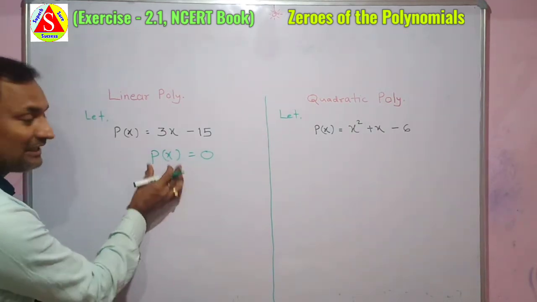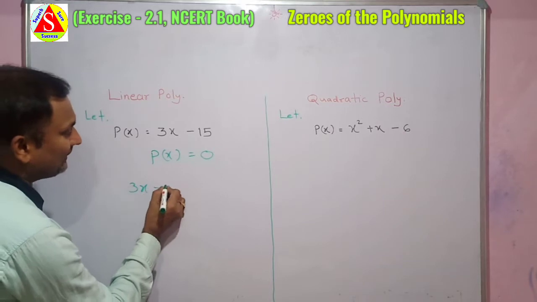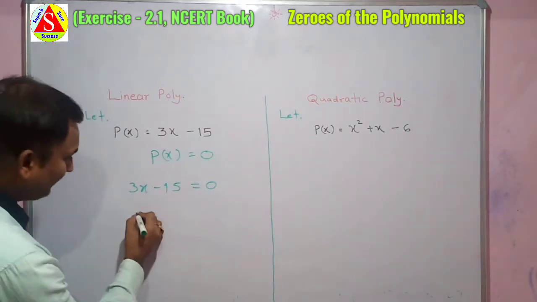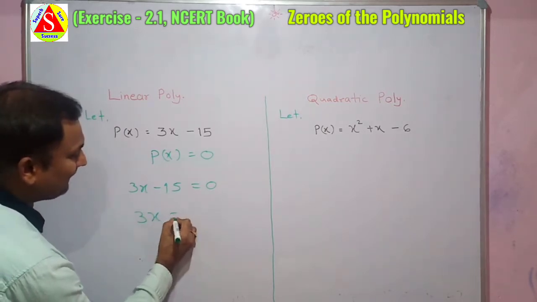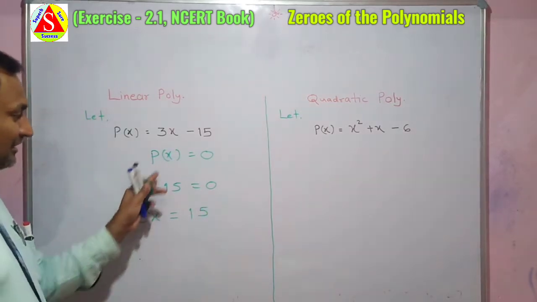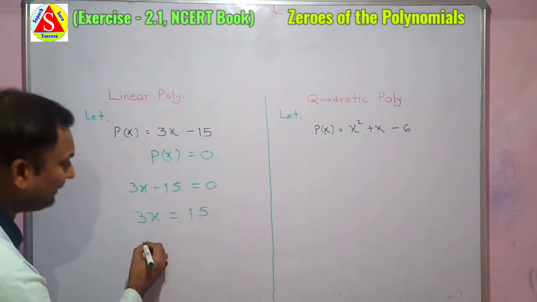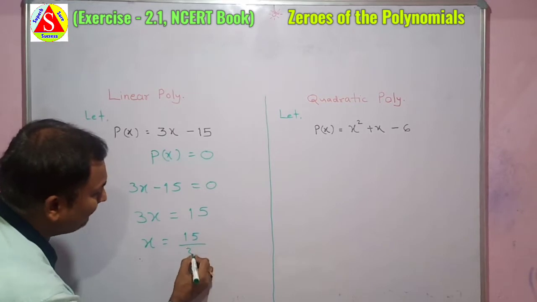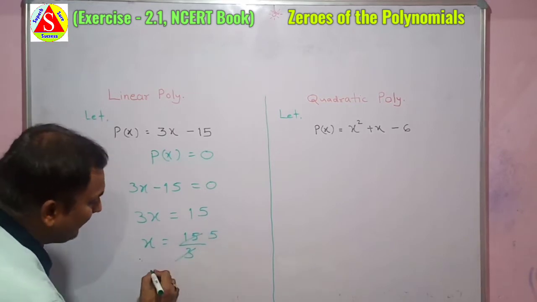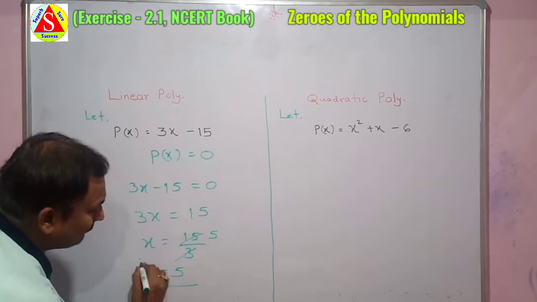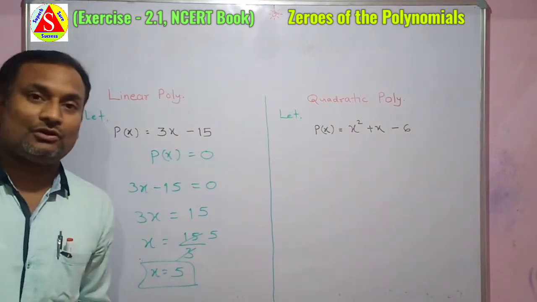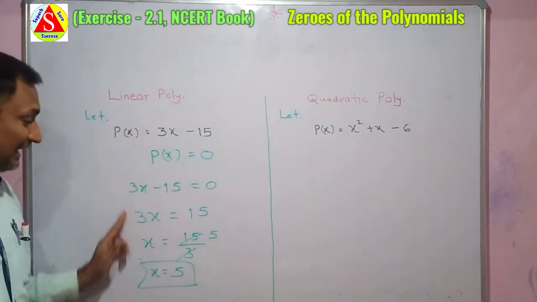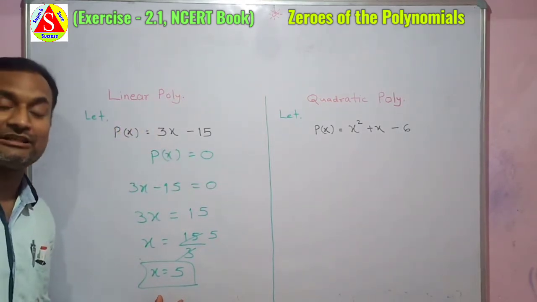In place of p(x) we will write 3x minus 15, and now it is equal to 0. Now we can simplify it. We can write 3x is equal to 15, transferring 15 to the right side. Again we can solve it, so here we will have x is equal to 15 upon 3. Finally we have x is equal to 5. So after equating p(x) to 0, we are getting the variable value x is equal to 5.